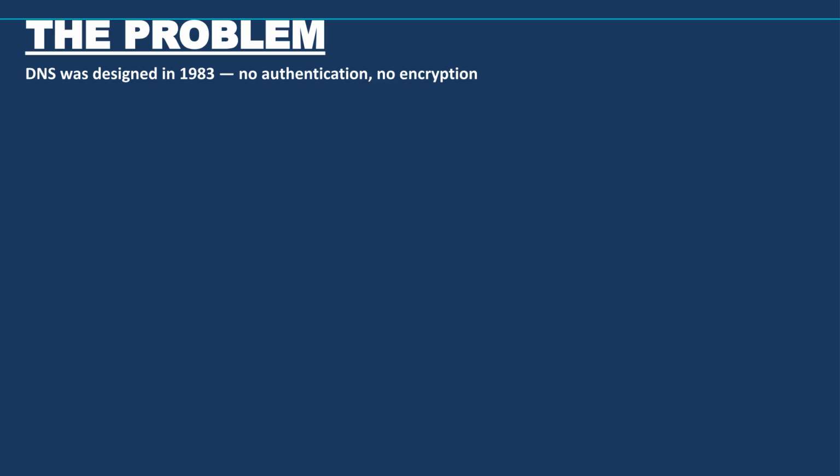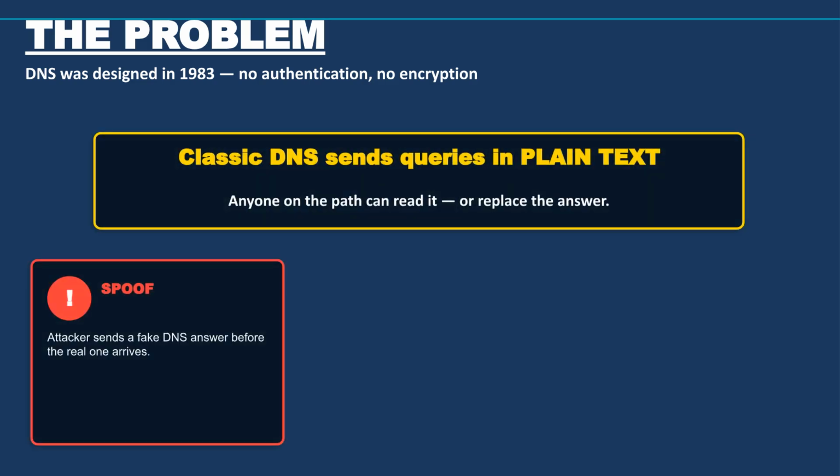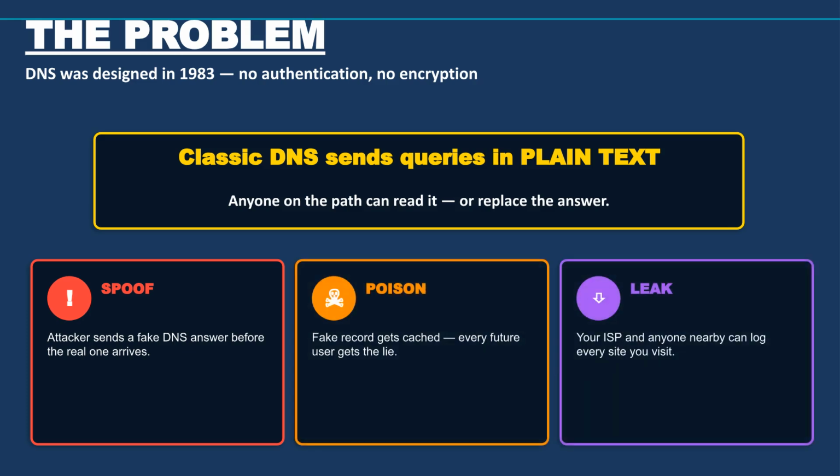The original DNS design from 1983 lacked authentication and encryption. This vulnerability allows for various attacks, including spoofing, cache poisoning, and traffic leakage, as all queries were in plain text.